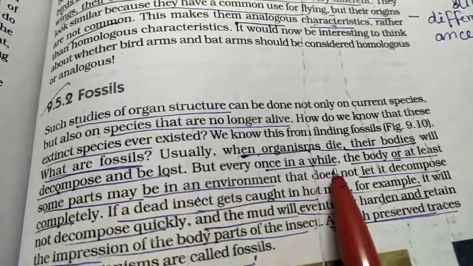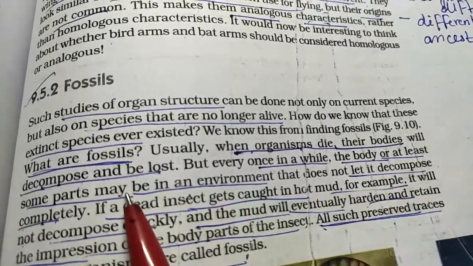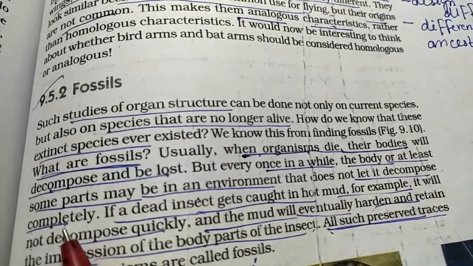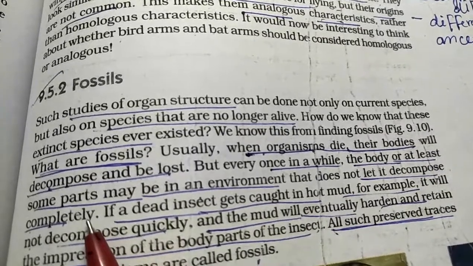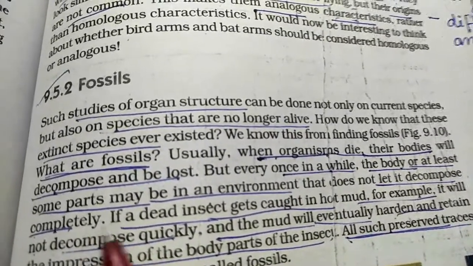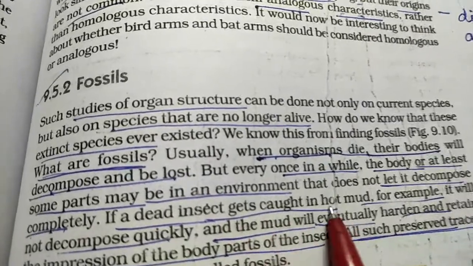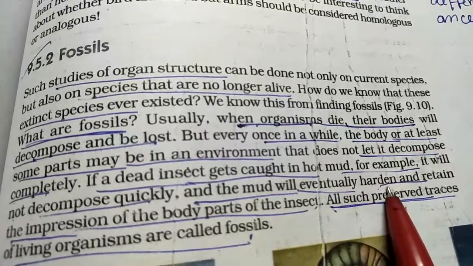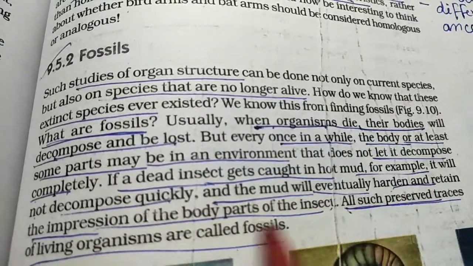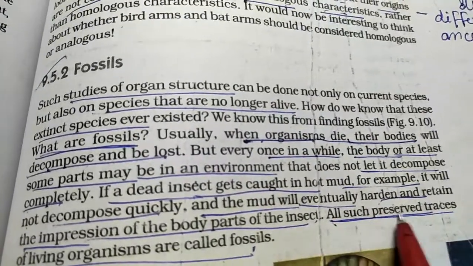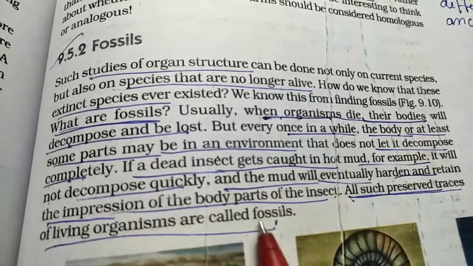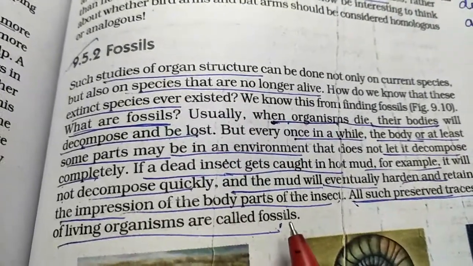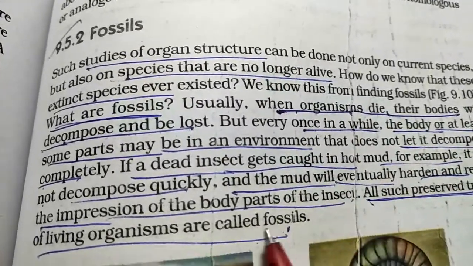But once in a while, the body or some parts of the body may be in an environment that does not let it decompose completely. So some part may remain. For example, a dead insect gets caught in hot mud. It will not decompose quickly and the mud will harden. So it retains the impression of the body parts of the insect. All such preserved traces of living organisms are called fossils. These fossils can be some impressions, some bones, anything which is preserved.